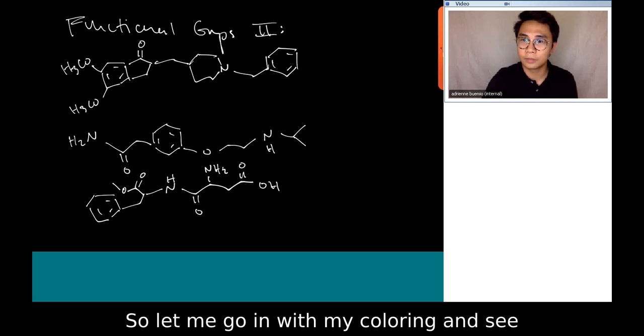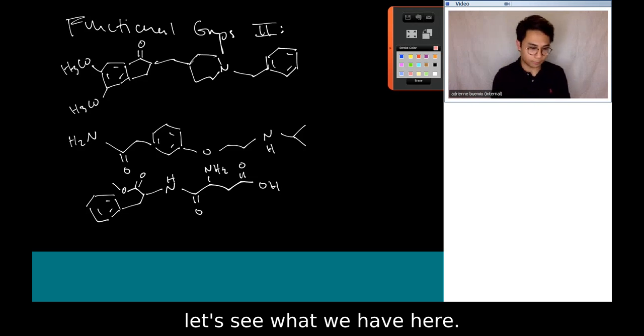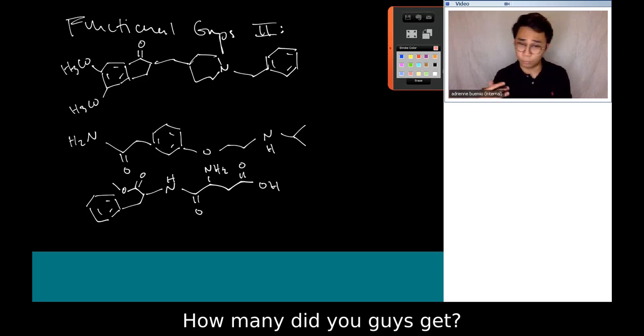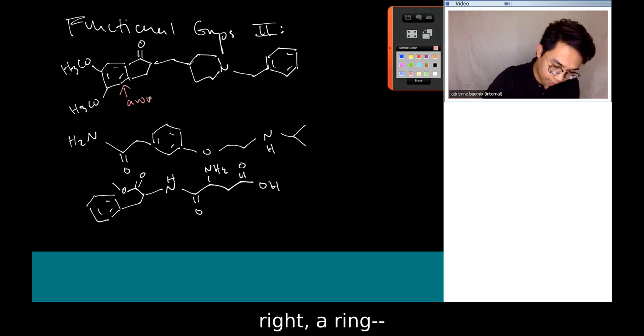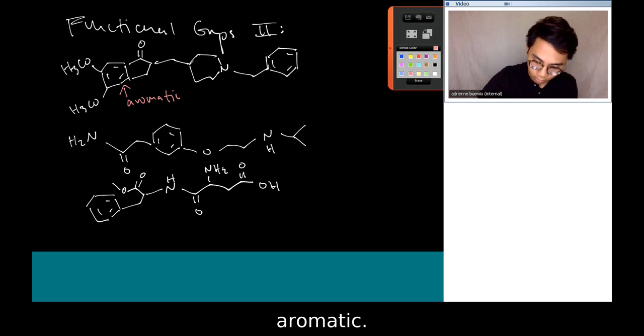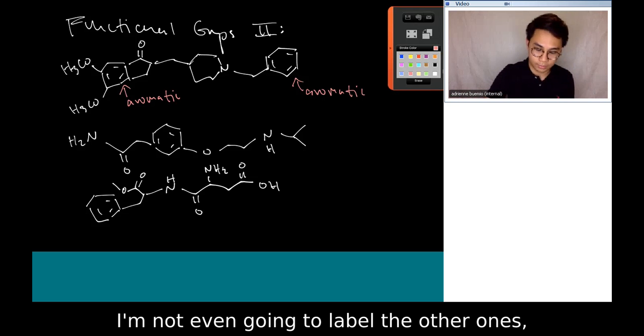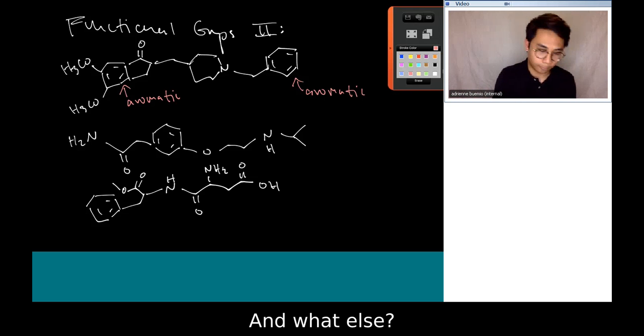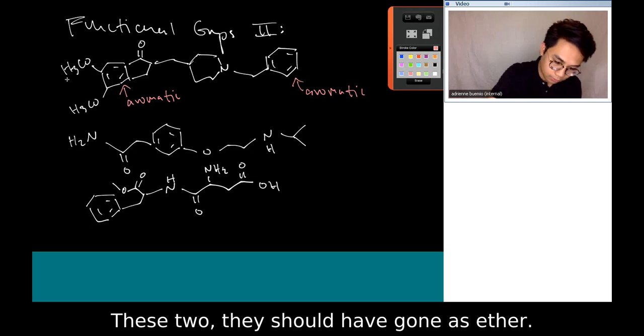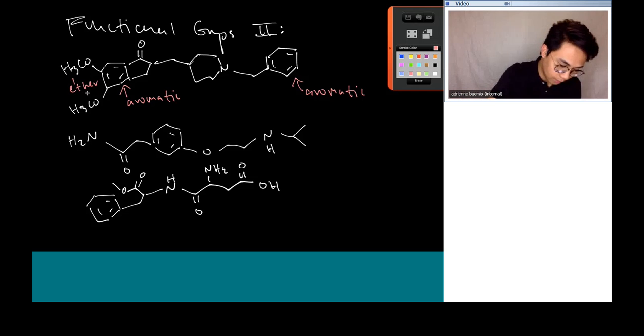Okay, so let me go in with my coloring and let's see what we have here. So what did you guys get? How many did you get? Pointing out, there's an aromatic here, right? A ring, aromatic. So those are given. I'm not even going to label the other ones because aromatic, aromatic. And what else? These two, you should have gone as ether, right?